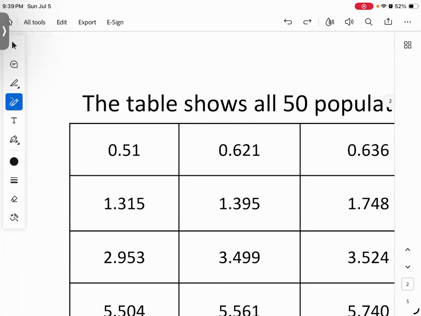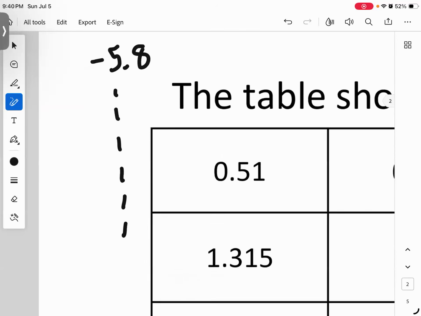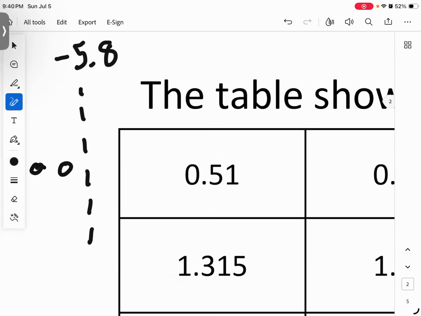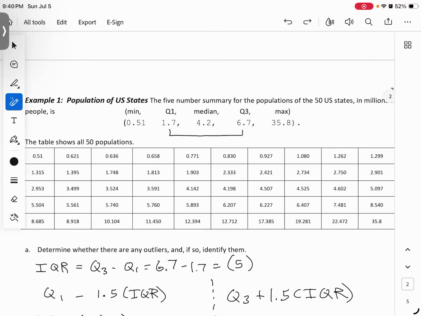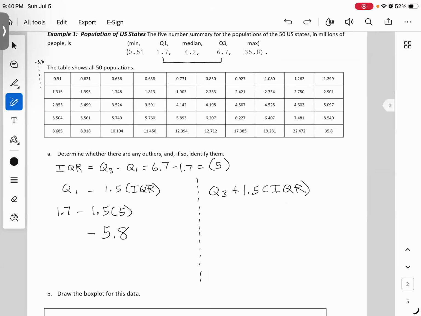But in terms of a cutoff, here would be negative 5.8. And as we can see, there's nothing that's lower than that, which means each of these smaller states in this little corner are not outliers. So they're states with small populations, but not unusually small that they should be called outliers.